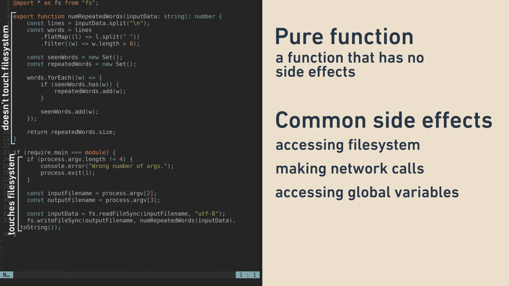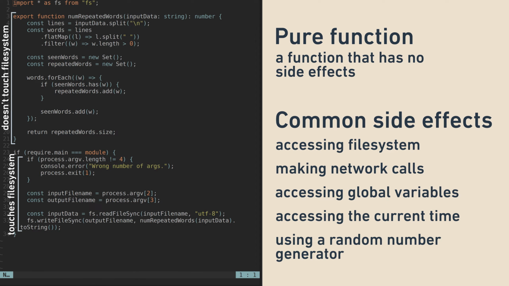Common side effects include accessing the file system, making network calls, reading or writing global variables, accessing the current time, and using a random number generator. Ask your doctor for more details. Just kidding. Anyways, pure functions are wonderful because they're so easy to test.